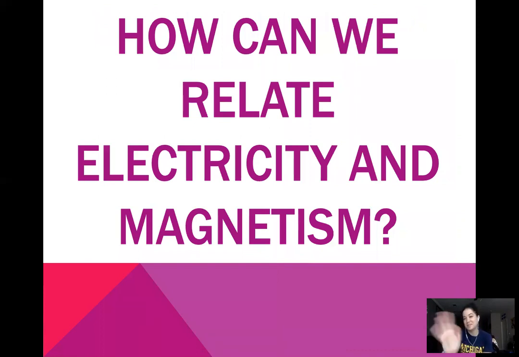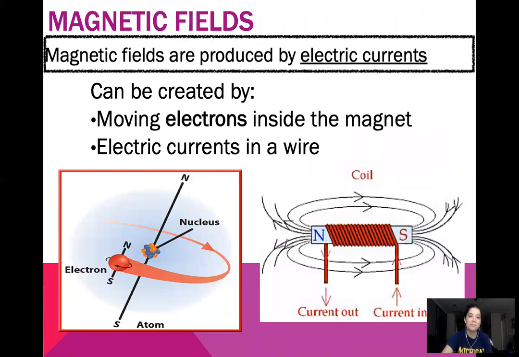All right, so enough about magnets. How can we actually relate electricity and magnetism? Because this whole unit is about E&M, electricity and magnetism. So magnetic fields are actually produced by electric currents. They're not always, no, always, I'm sorry.